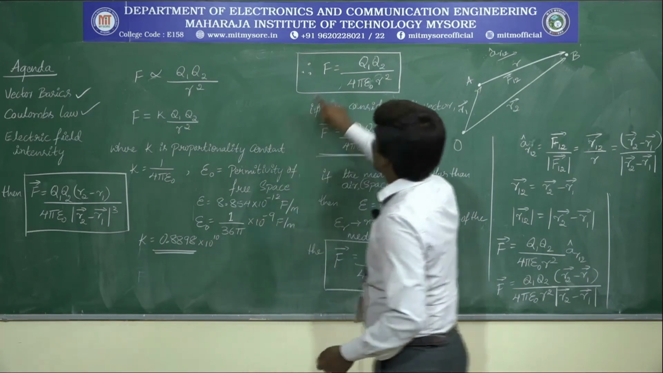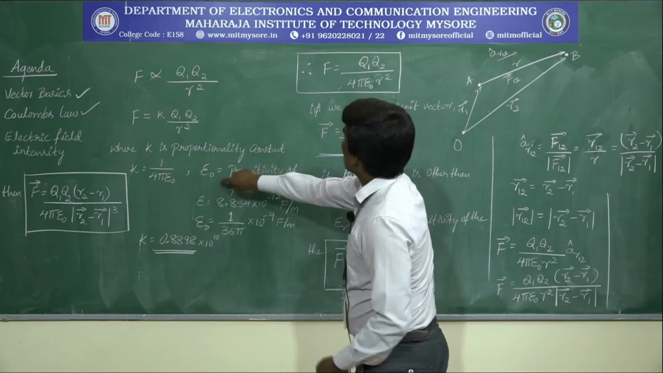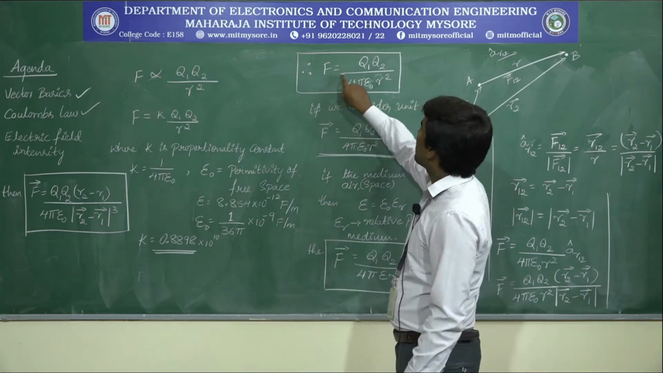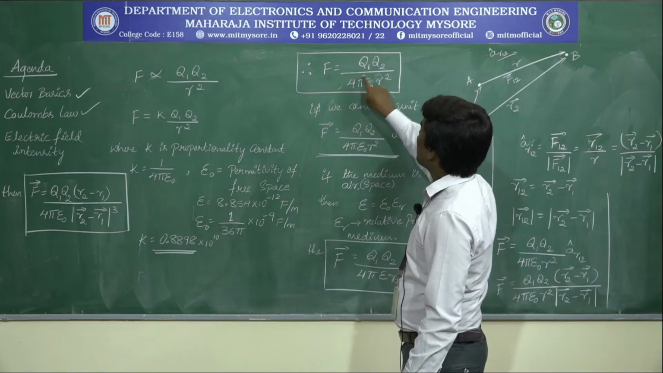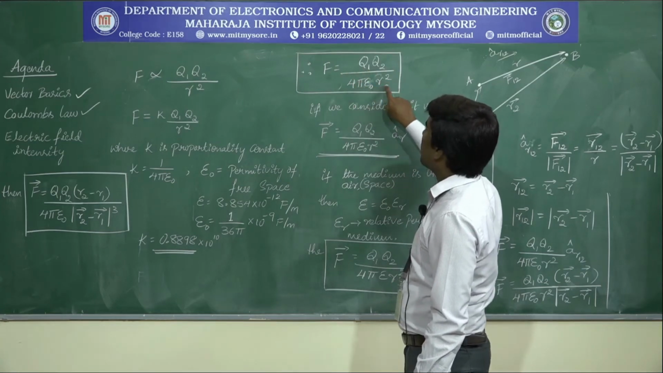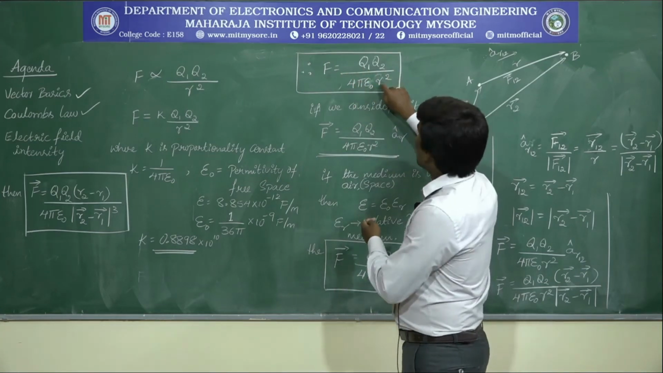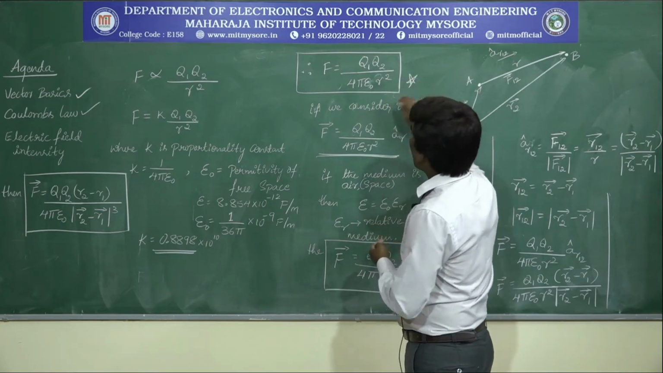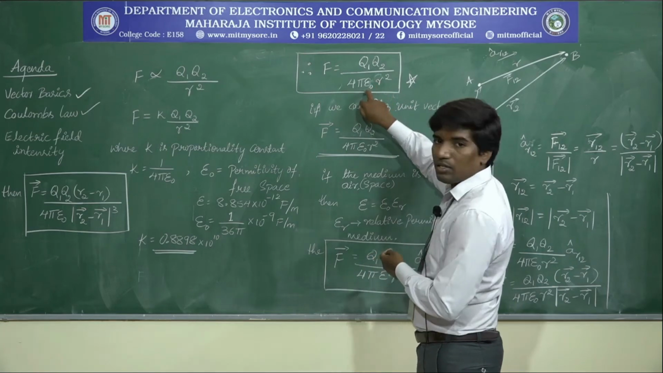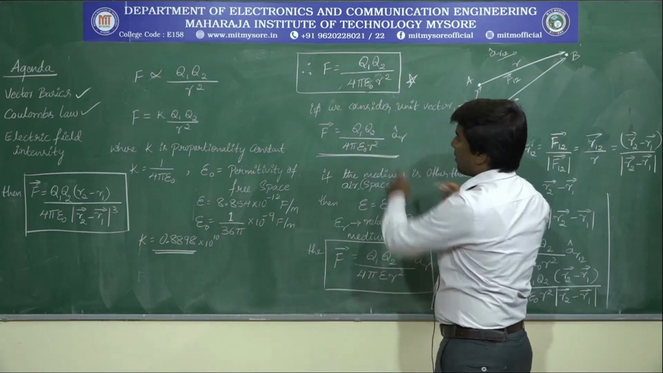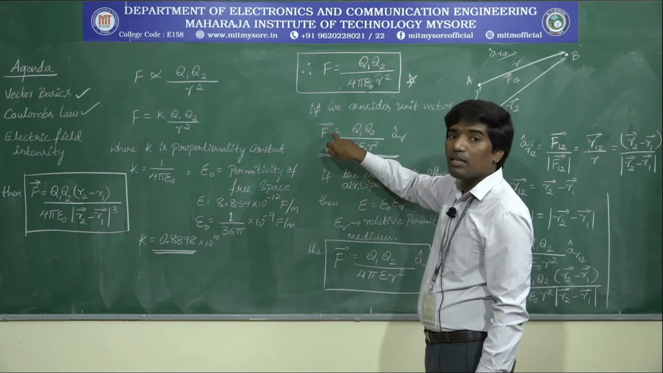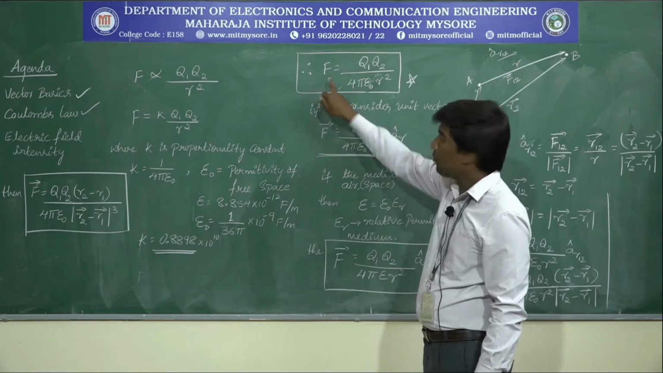Substituting these quantities into the given equation, the electrostatic force F is given by Q1 into Q2 divided by 4 pi epsilon naught into R square. This is the equation for Coulomb's law. If we represent this equation in terms of a unit vector, then this becomes F bar. This is the vector representation of the electrostatic force.